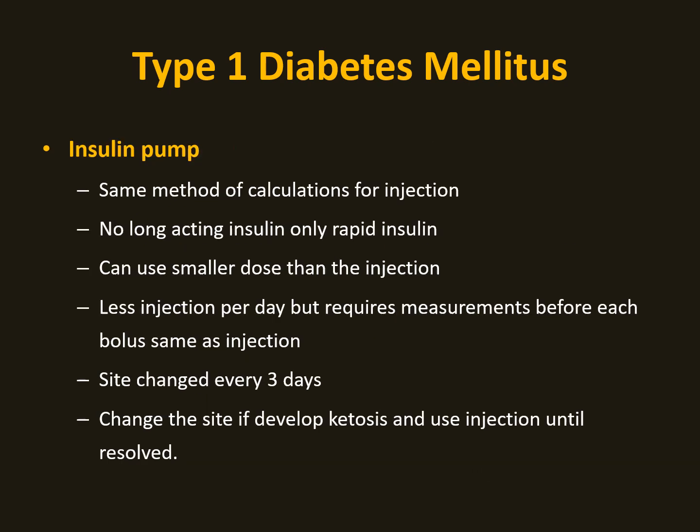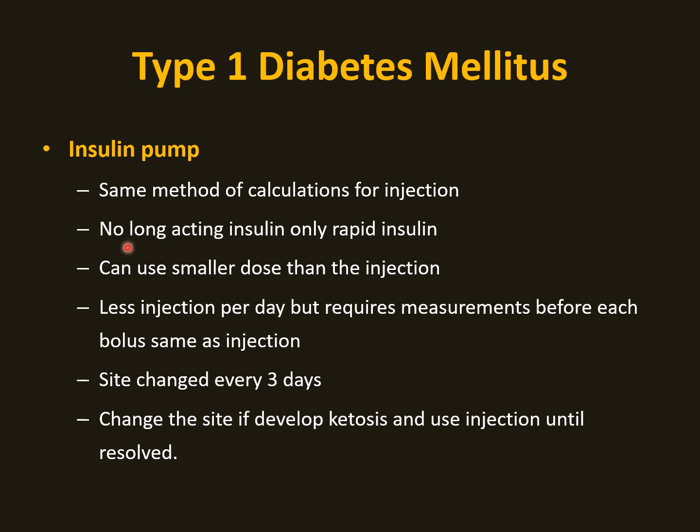Insulin pump is another method for delivering insulin to children with type 1 diabetes. All the patients with an insulin pump have to be well trained, and they start initially on injections first, and the insulin pump comes later on when they are very, very familiar with the injections.